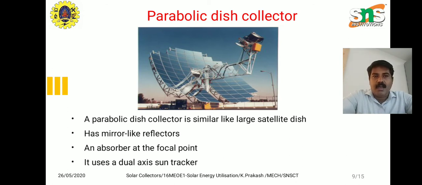So in concentrating collectors, the temperature may vary to more than 200 or 300 degrees Celsius, whereas in the non-concentrating collector, we are getting only 100 to 150 degrees Celsius. So these parabolic dish collectors are used for cooking purposes, to generate steam, and for other purposes also.